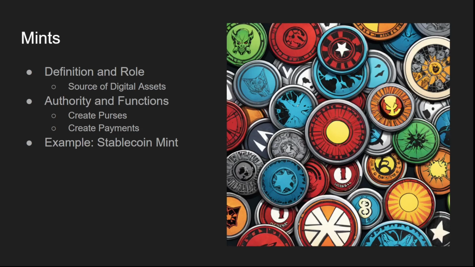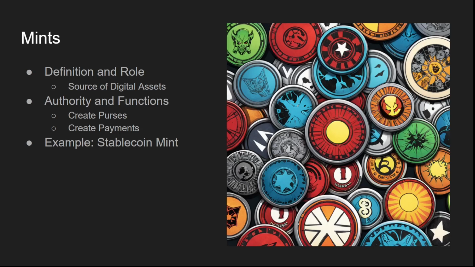Let's talk about the authority that mints have and the functions that they can perform. Mints have the authority to create both payments and purses. These are the primary functions of a mint. Let's break this down further. A mint can create new purses. A purse is like a digital wallet that holds a balance of the asset created by the mint. Purses are used to store and manage these assets securely.